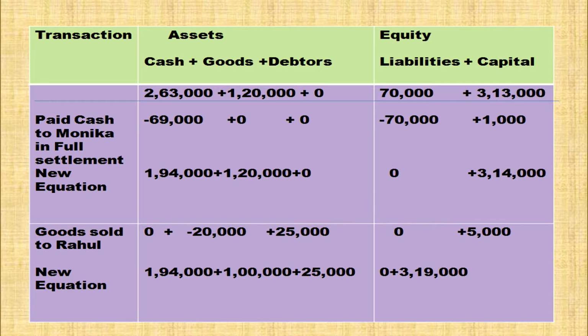Then, the new accounting equation should be written after deducting 20,000 from the goods, adding 25,000 to debtors and adding 5,000 to the capital. The new accounting equation is like this. Cash worth rupees 1,94,000, goods worth rupees 1 lakh and debtors worth rupees 25,000. So, the value on the asset side is 3,19,000. On the liability side, liabilities plus capital will come to 3,19,000.